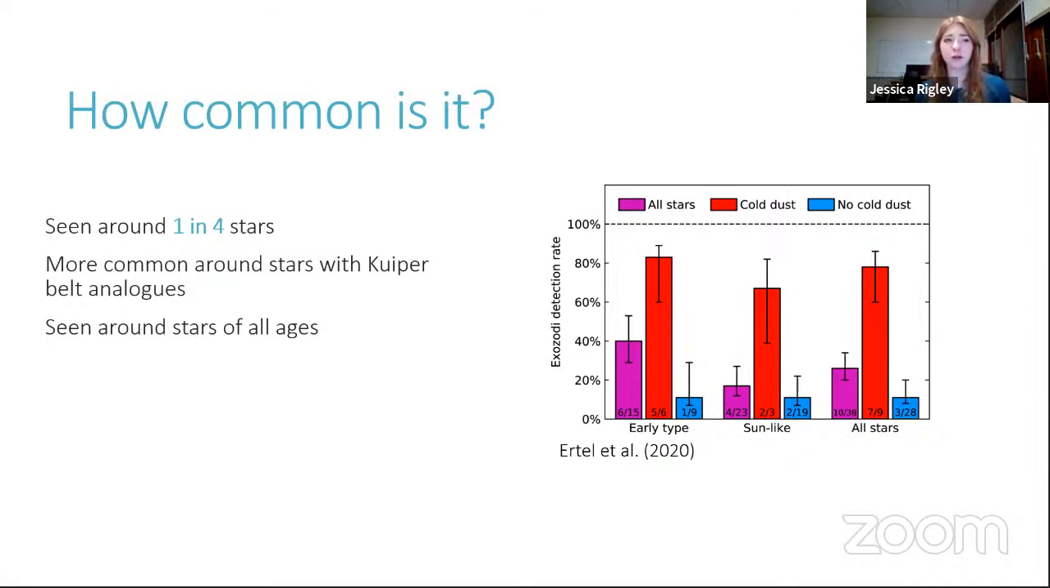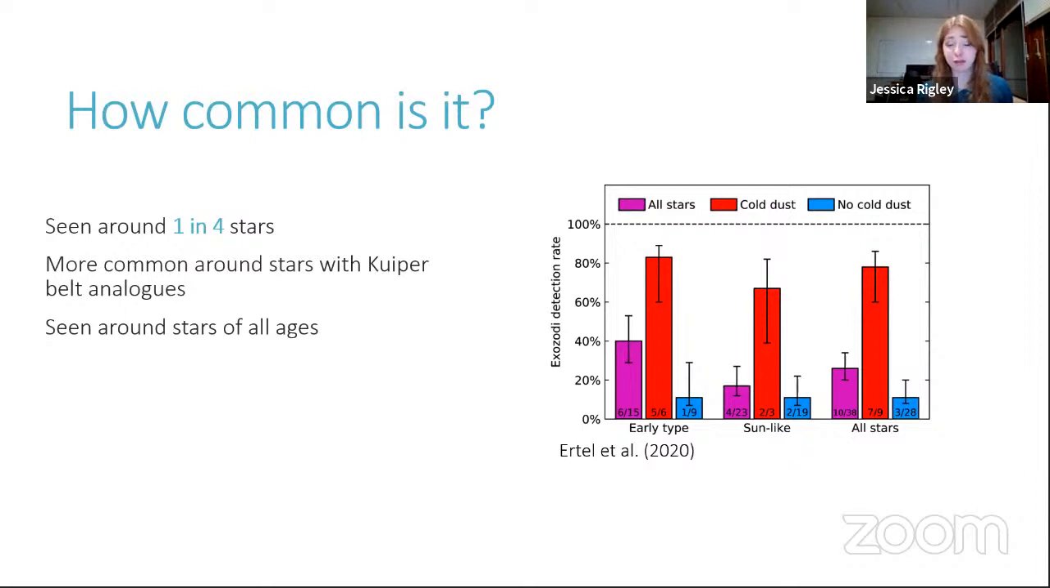Although I should note that even with this state-of-the-art technique, we can only detect levels of exozodiacal dust that are around 30 times more than our zodiacal cloud. So all of these stars are much, much dustier than our solar system. And that means that there's probably lots of these stars that have levels of dust comparable to our solar system, and we just can't detect it yet with our current techniques. So even at these really high levels of dust, we're still seeing it around 1 in 4 stars, which means it's actually pretty common.